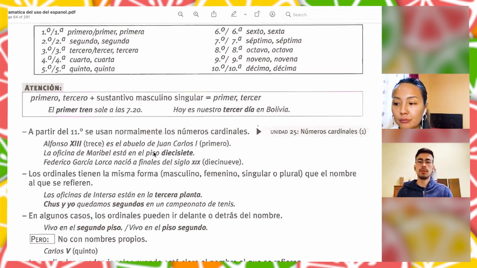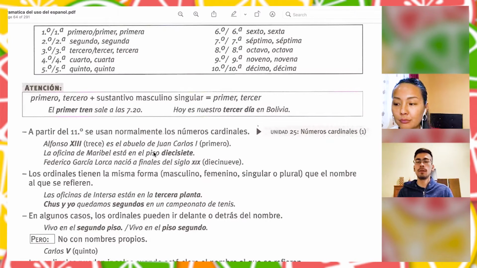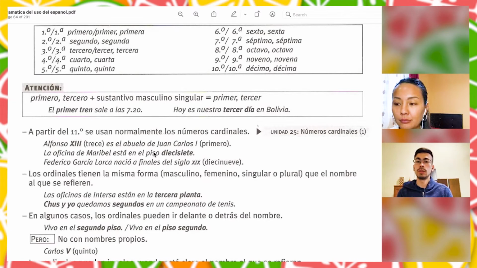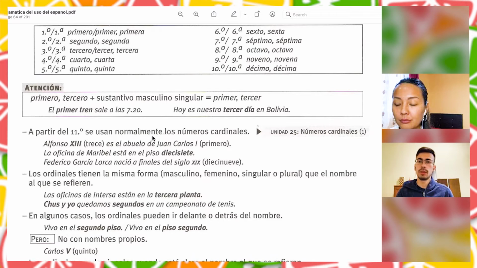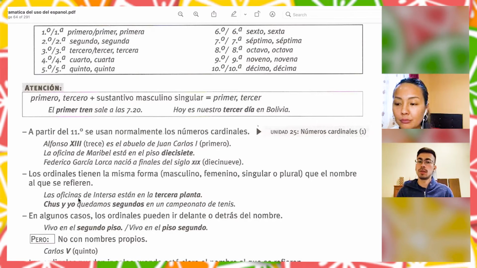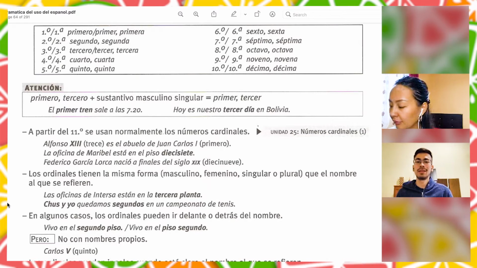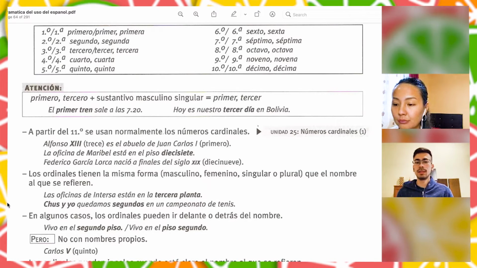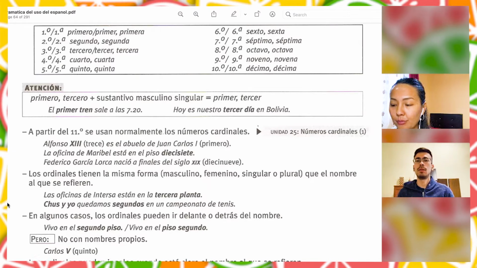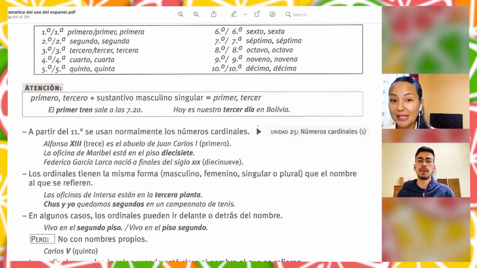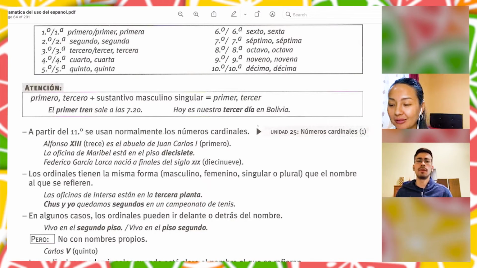Okay, so we always have to remember that the numbers have the same form as our noun. Masculine, feminine, singular, plural. It's important because they change, right? Las oficinas de Intersa están en la tercera planta. Intersa offices are on the third floor. So we say planta, we can use it for floor.